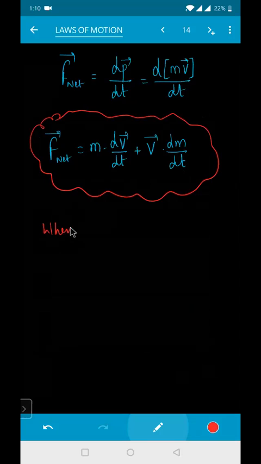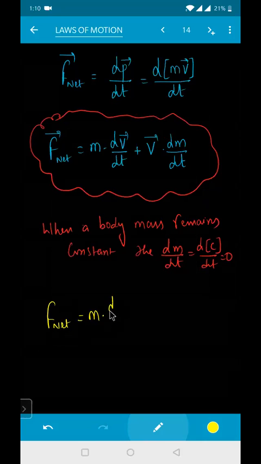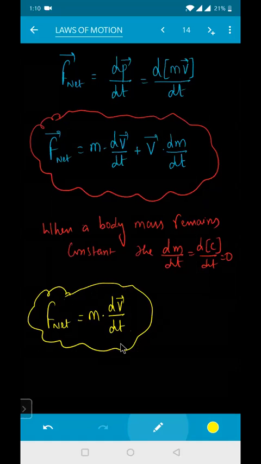Now see here, when a body's mass remains constant, then dm by dt, because dm is nothing but a constant, and differentiation of any constant will be equal to how much, beta? Zero. That is the reason we get F net is equal to m into dv bar divided by dt. This is your Newton's second law. F net is equal to m into dv by dt.